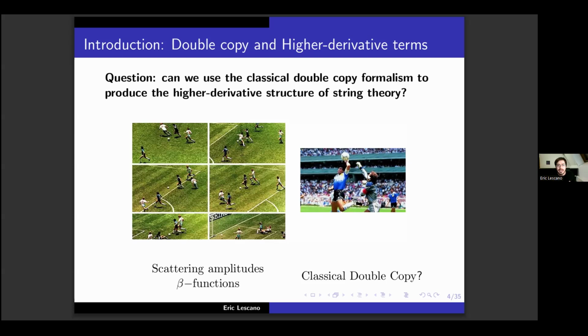That is why here I am associating scattering amplitudes and beta functions to this goal of Maradona, which was a very difficult goal. If we wanted to reproduce this goal ourselves, it would be very hard, on the one hand because we are not football players, but even if we were, it's difficult because it's a very hard way to obtain something, which is the goal.